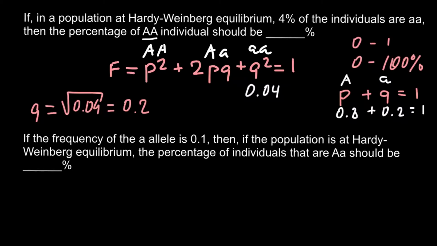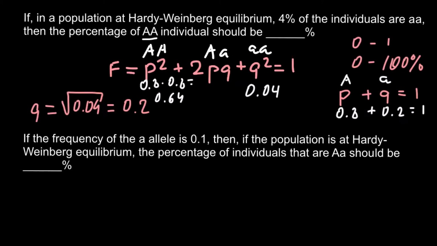So how do we find capital A capital A, the homozygous dominant genotype? We just have to multiply this number by itself. So we multiply 0.8 by 0.8, and our answer here would be 0.64. This is going to be the frequency of the homozygous dominant genotype.